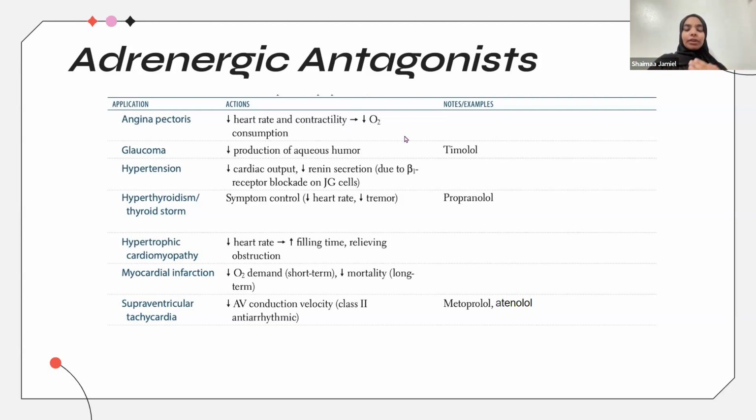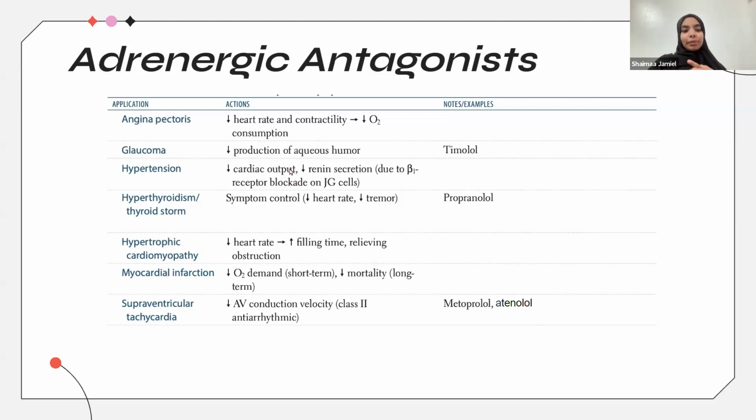Then hypertension, obviously, because alpha-1 constricts, you're going to block that, then it's going to cause hypotension. And also, it's going to reduce renin secretion from the kidney. So both ways, you're going to, beta blockers, never mind. Beta are going to decrease cardiac output, not alpha. Beta is going to reduce cardiac output and decrease renin secretion, and therefore decrease the blood pressure.